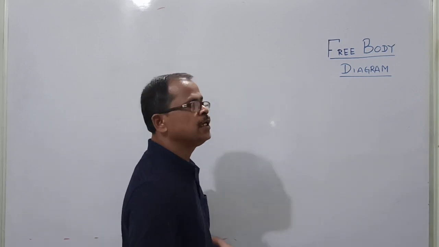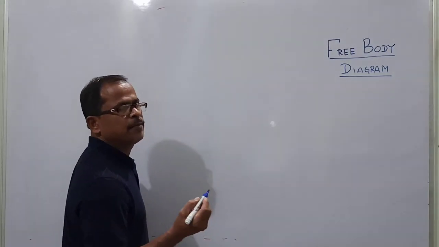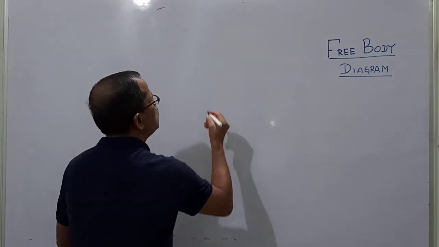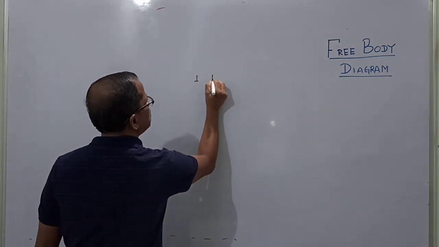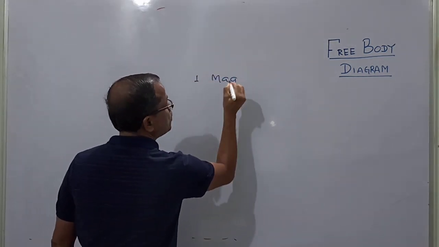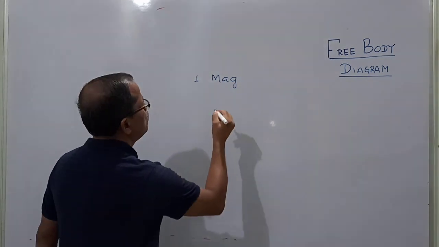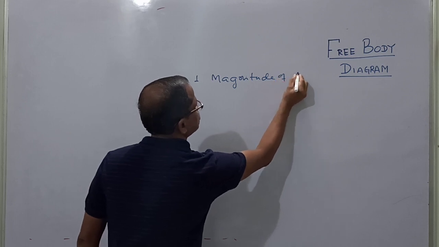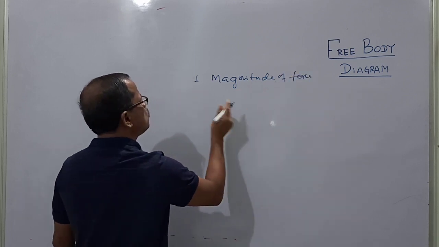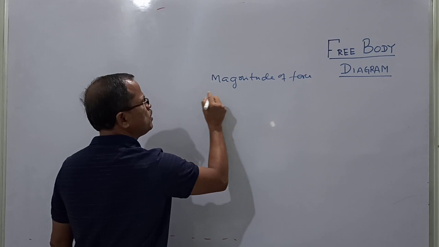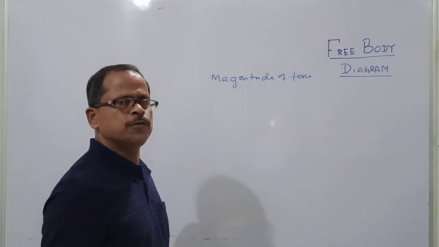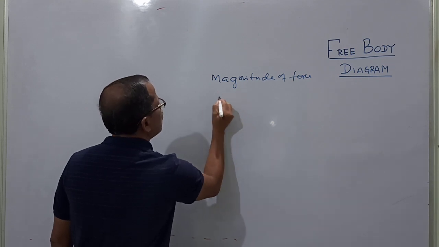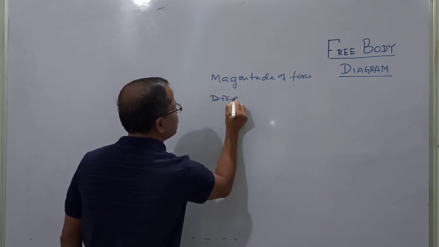First, a force is completely defined by the following terms I am writing here. First is the magnitude of the force. Please note it down. Then another part is required to specify a force. A force will be specified by the magnitude of the force. Second one is the direction of the force.